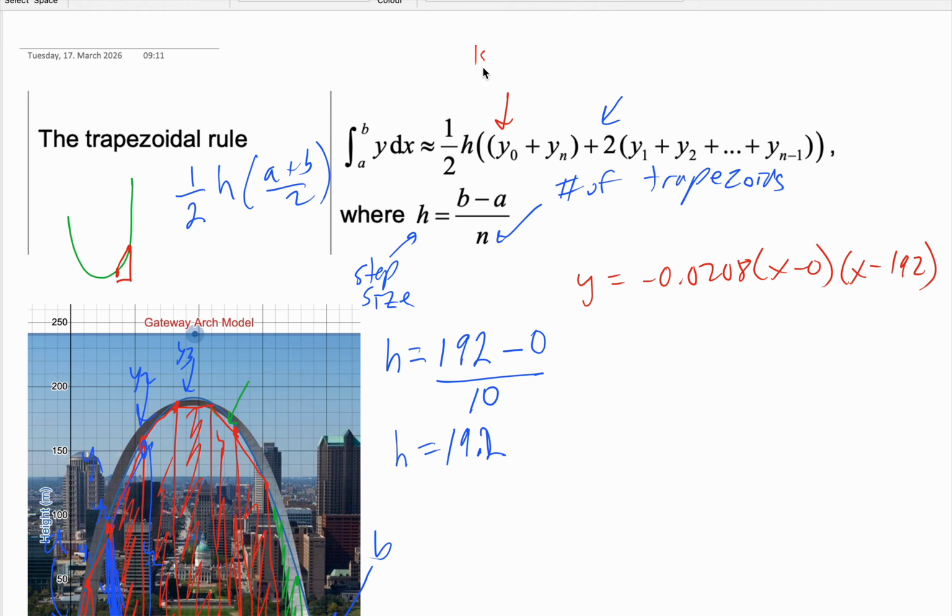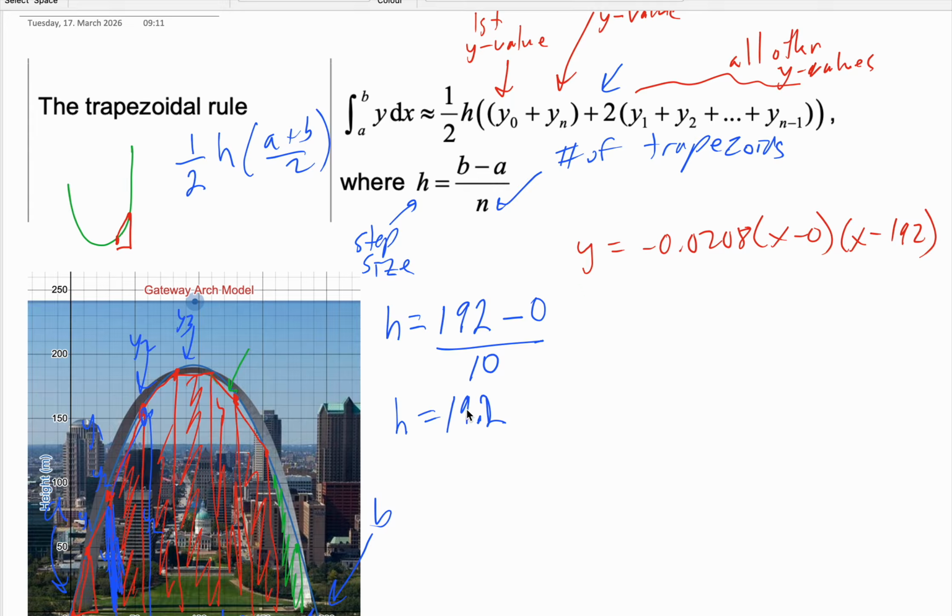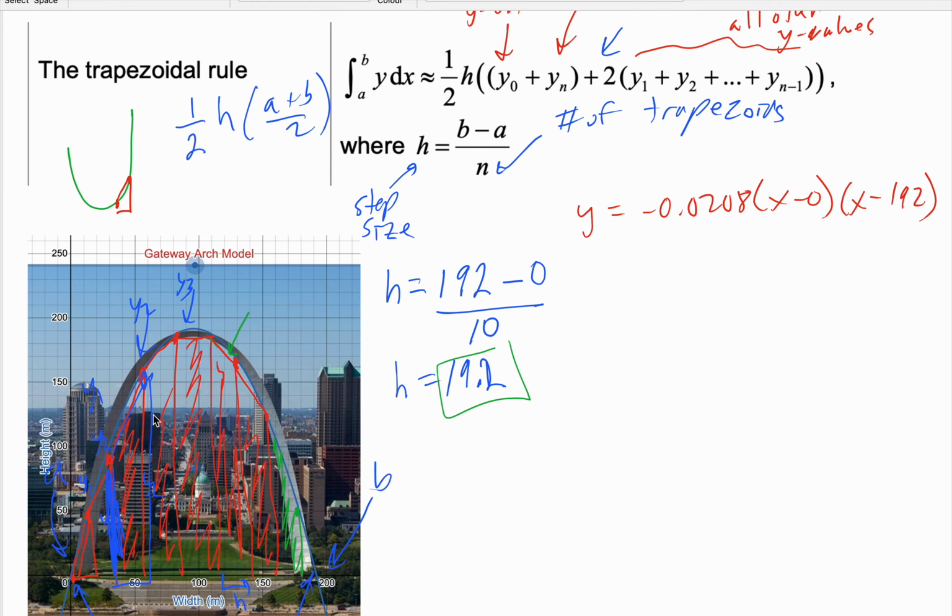That's the first y value on your parabola, and that's the last y value on the parabola, and this is all the other y values. They are doubled up because you've got this overlapping trapezoid thing happening in the middle. Anyway, you don't really need to know all that to use the formula. You do need to know that this is the first y value and the last y value, though. So we have all the numbers we need to calculate the area under this curve.